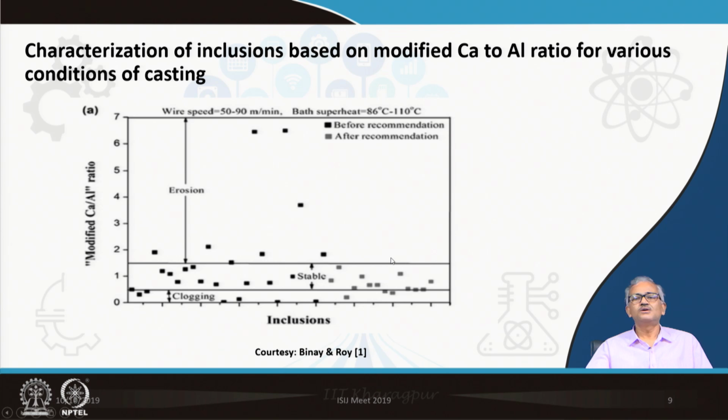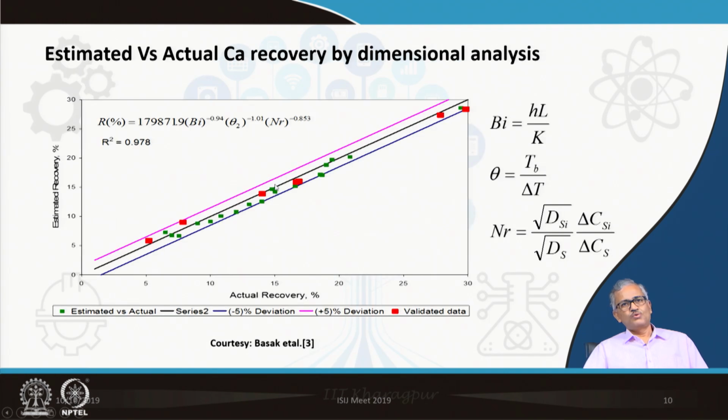So, based on that we advised them to add the calcium wire, and they did that, and we can find that most of the data points are now in the stable casting range. Okay. Now, after doing this, we have done another work, in this case with Tata Steel, and the previous work was with Vizag Steel. This is the Bosak et al. work, Bosak, a PhD student who worked with me. It is a little earlier work, and the work that I presented is the most recent one.